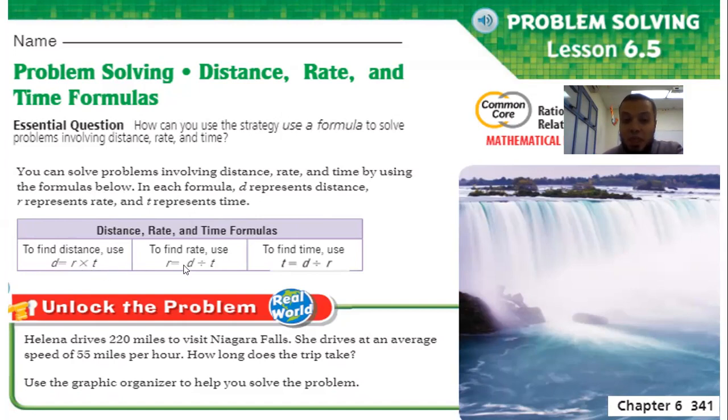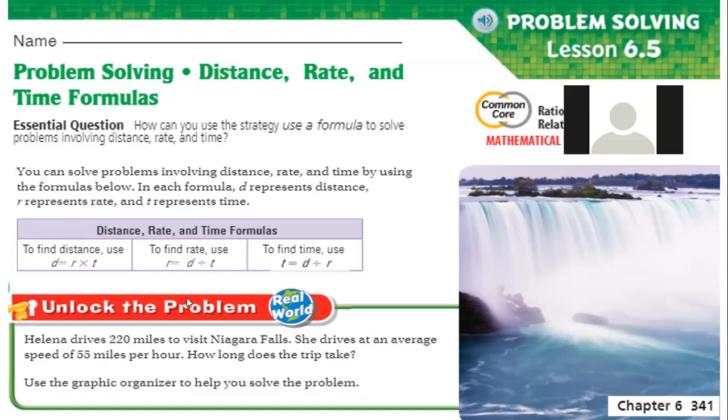The second formula here: R means rate. So to find the rate, you need to divide the distance D by the time T, right? So the second formula is for finding rate. To find time, T equals D divided by R. Time equals distance divided by rate.